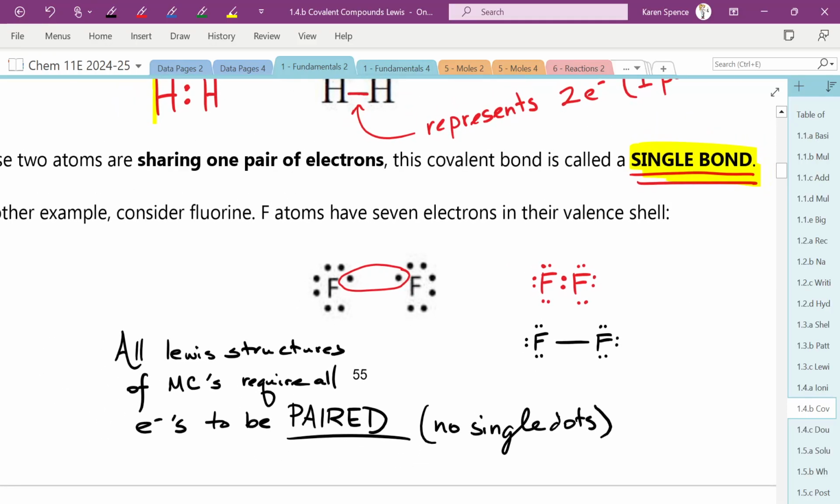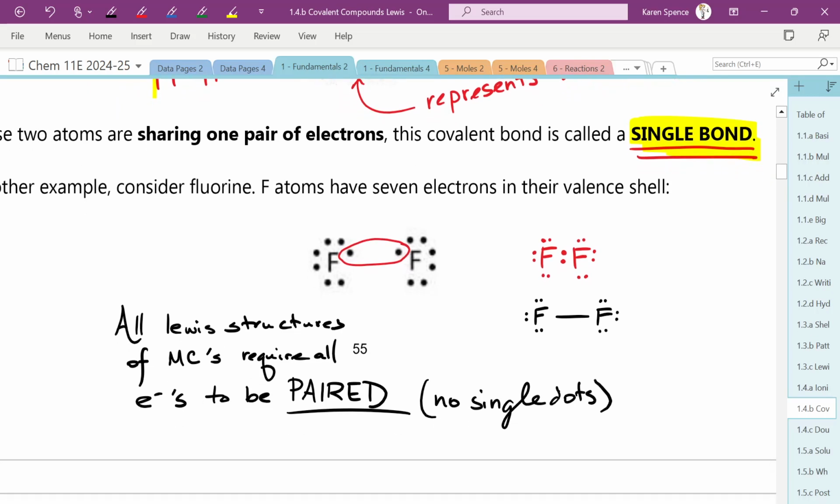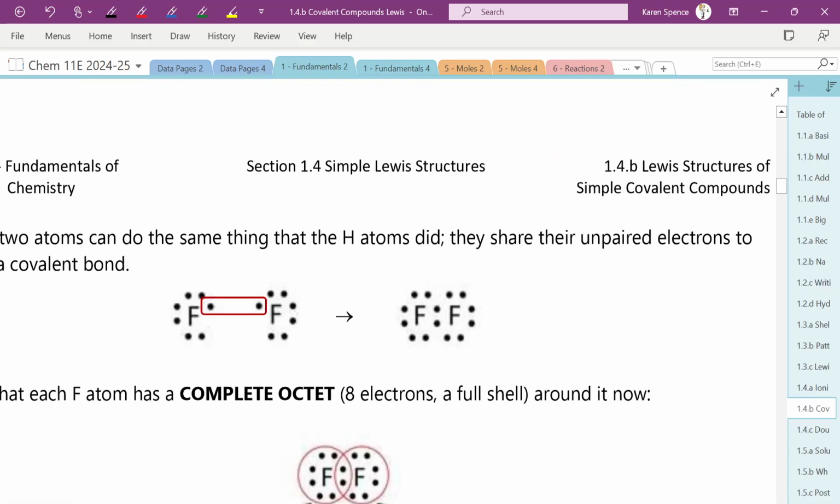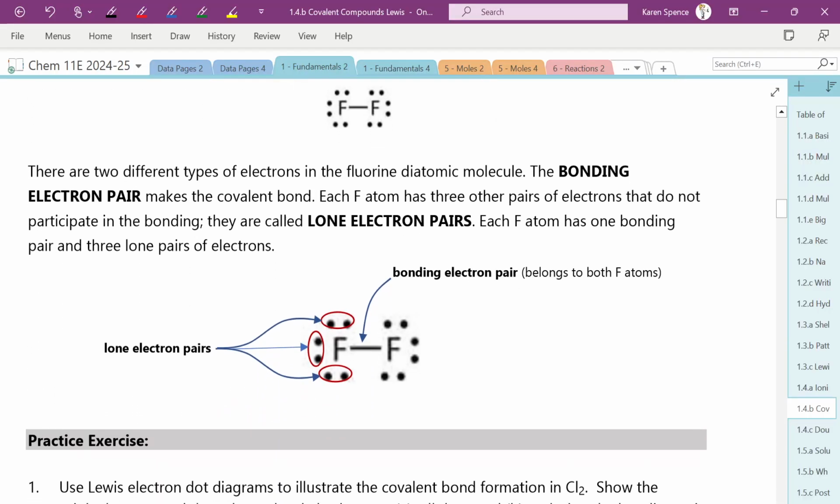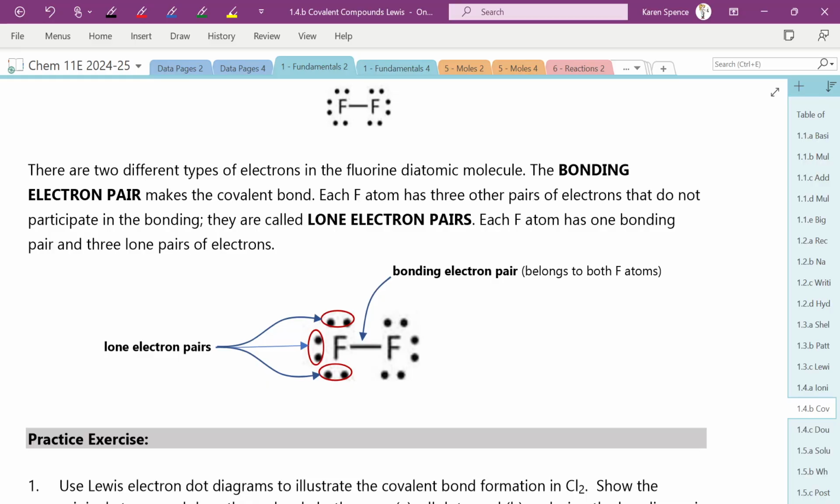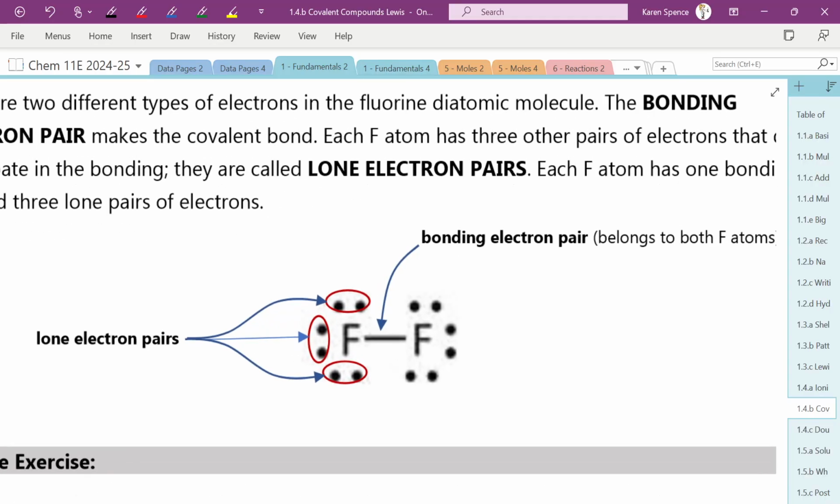Now, I think probably on the next page we label the types of electrons, so maybe we'll just take a moment and go there and do that. Oh, wrong booklet. That's why I'm not seeing it. Okay, so here we go. That's just what we did. Yes, here they are labeled.